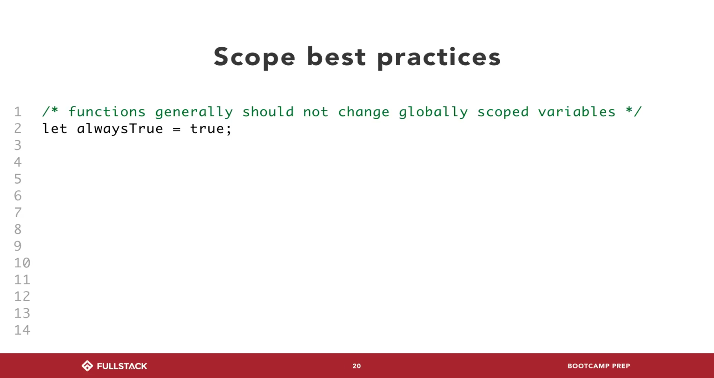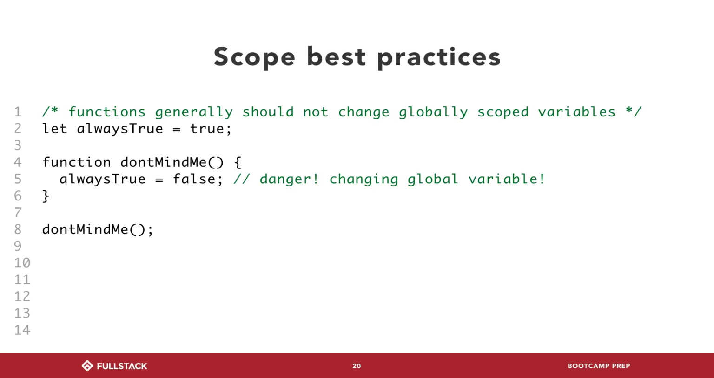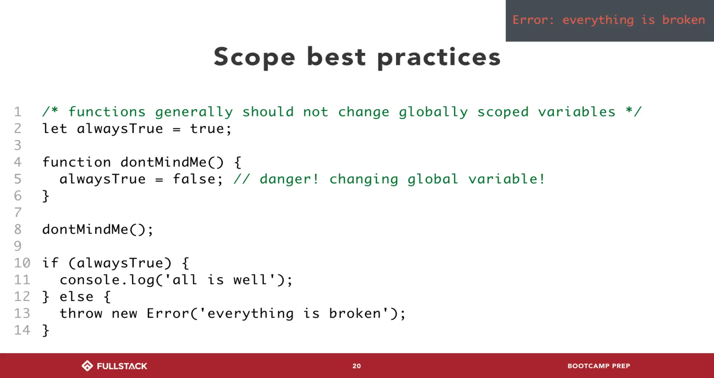I'll go through this slide, then talk about one more thing. Scope best practices. Here's an example of creating a global variable on line 2 called always true. In the middle, we have a function called don't mind me that changes always true from true to false. So on line 10, when we run if always true, we might expect it to still be true, but it's not, because in the middle someone else changed it. This is an example of why global scopes are fairly cautioned against.